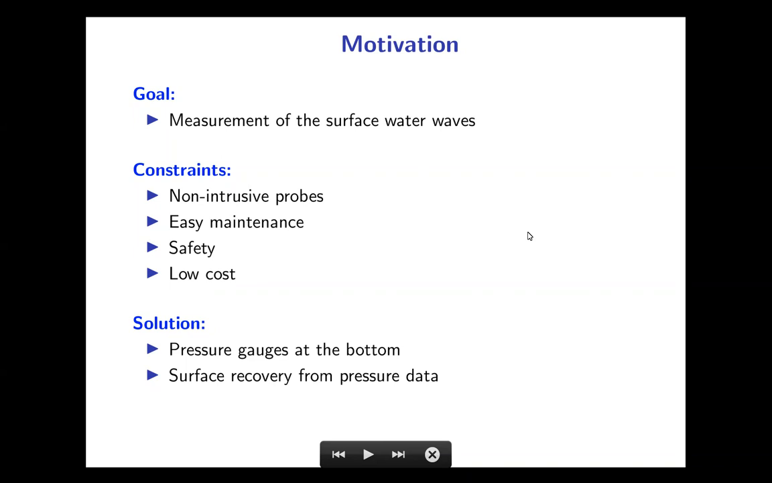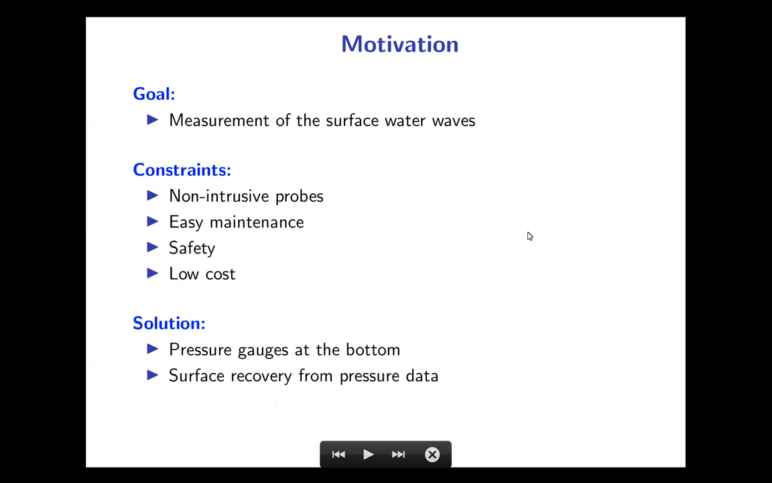It's not very practical to put floating buoys, for example, or probes on the surface, because they are visible and they can disturb boats, or they cannot be nice looking. It's also possible to have submerged probes, but there may be problems with fishing boats as well, and a lot of safety issues related to that. And it's a matter of cost.